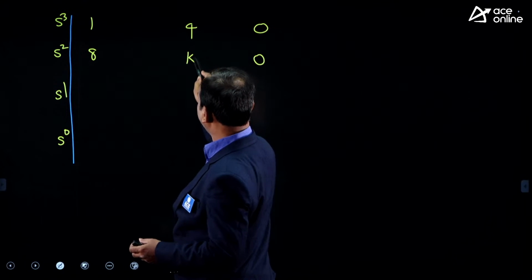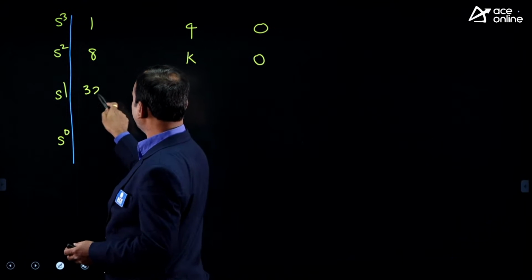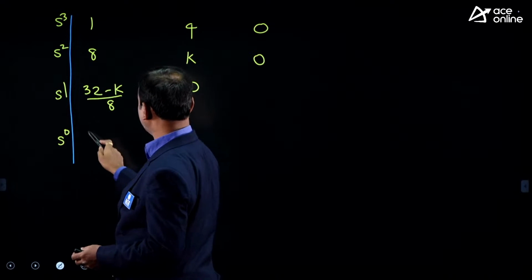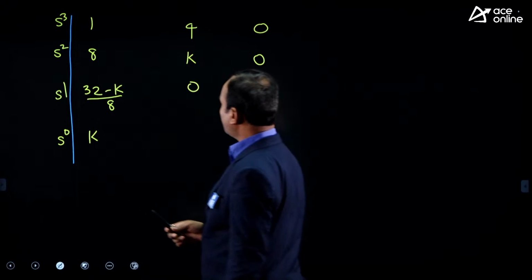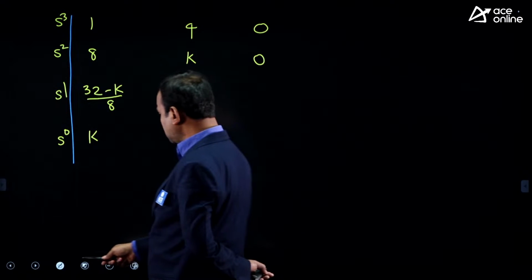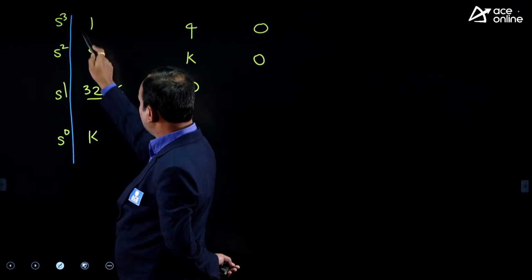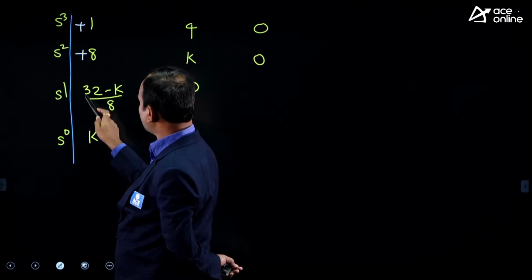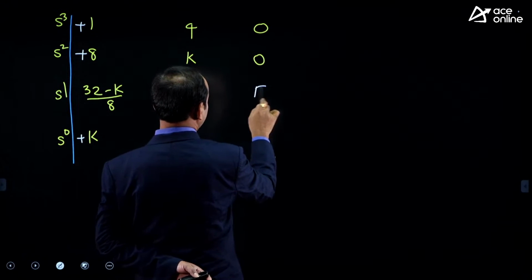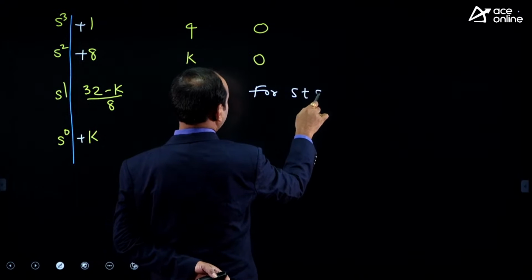Now 8 times 4 minus 8 times 1 gives 32 minus k, so (32 minus k) upon 8 is the element, and then k. For stability, all the first column elements should have the same sign. It is compulsory that this should be positive, and this should be positive. So for stability, what is the condition?